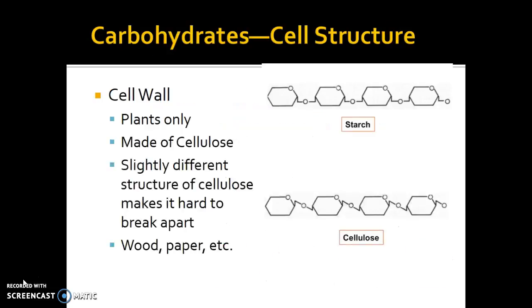Lastly, you have plants using carbohydrates to form their cell wall in the form of cellulose. The cell wall is the outermost part of the plant cell, and it's similar to starch in that it's a bunch of glucose molecules that are stuck together, but they're bonded slightly different. And so you and I and most things can't break those polysaccharides, that cellulose, apart, and so we use the cellulose that's in wood to make paper and other things.